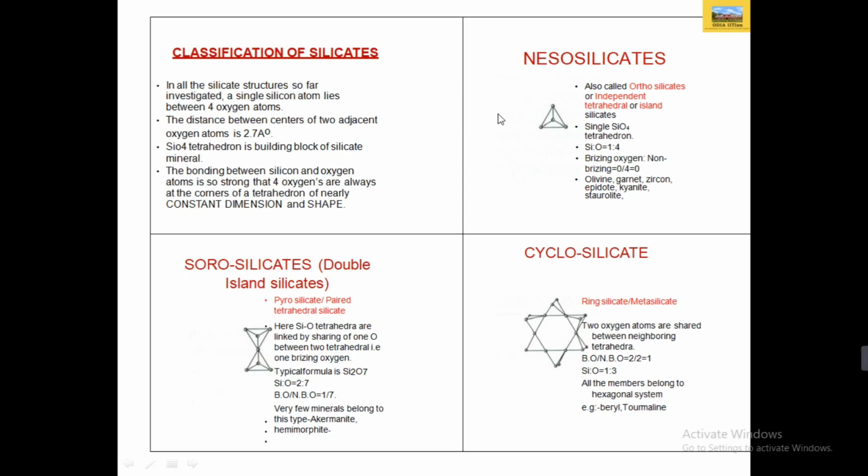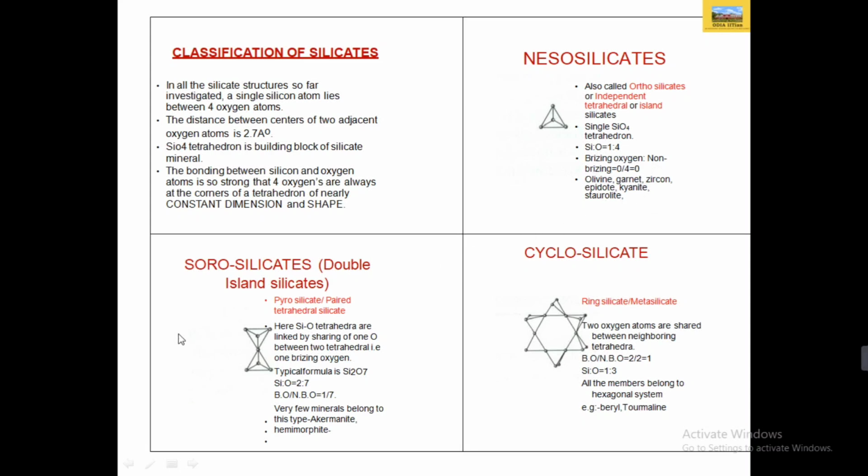यहाँ पे हमको क्लासिफिकेशन में सिलिकेट स्ट्रक्चर का नेम, सिलिकॉन ऑक्सीजन रेशियो, ब्रिजिंग ऑक्सीजन एंड नॉन ब्रिजिंग ऑक्सीजन विथ एग्जांपल हमको याद रखना है. So nesosilicate, it is also called orthosilicate, independent tetrahedra and island silicate. Single SiO4 tetrahedron, silicon oxygen ratio is 1:4. Here bridging oxygen, non-bridging oxygen ratio is 0. Examples are olivine, garnet, zircon, epidote, kyanite, staurolite.